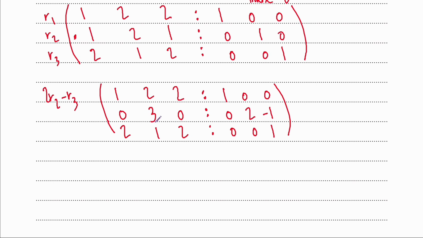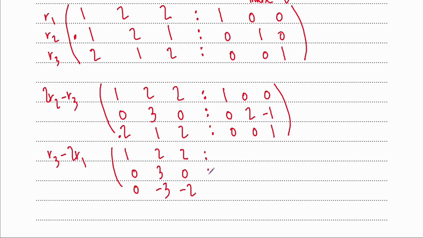Well, next we want to get this to 0. So I'm going to do row 3 minus 2 row 1. Let's see what we get. So now row 1 remains unchanged. So I have 1, 2, 2. Row 2 remains unchanged. So I have 0, 3, 0. And then I'm doing row 3 minus 2 row 1. So I'm doing 2 minus 2 times 1. So that's 0. So that goes away. And I'm doing 1 minus 2 times 2. So 1 minus 4 is negative 3. And then I'm doing 2 minus 2 times 2. So 2 minus 4 is negative 2.